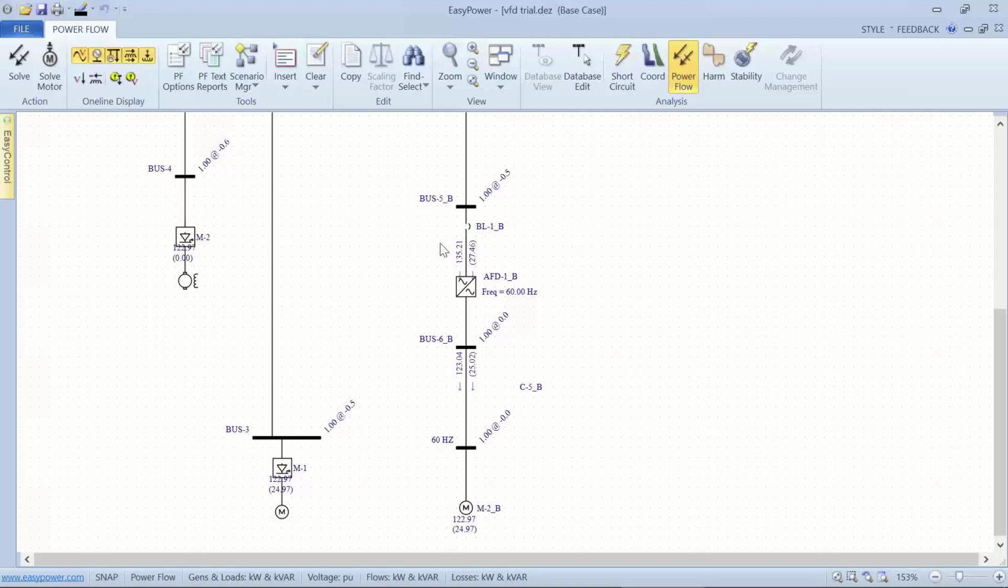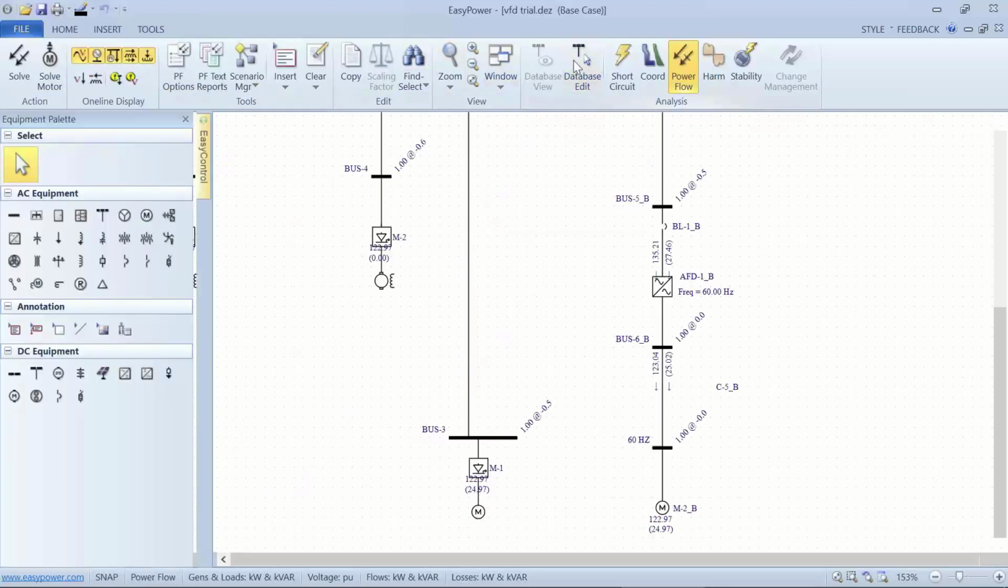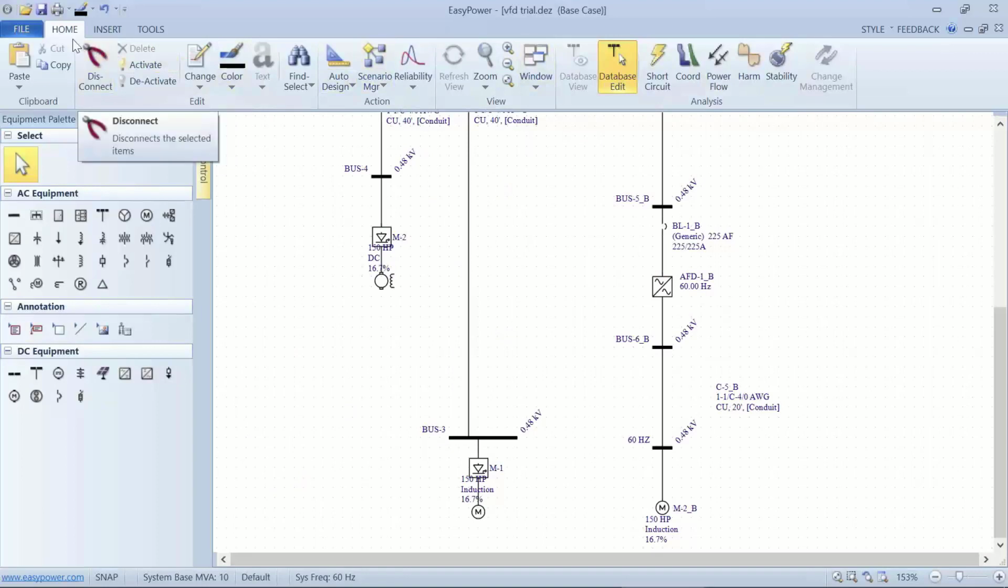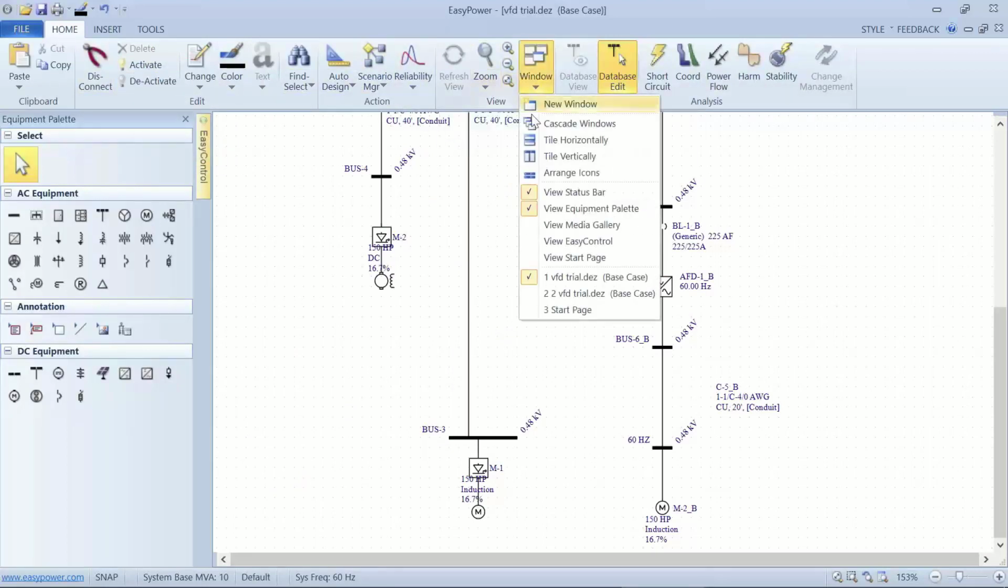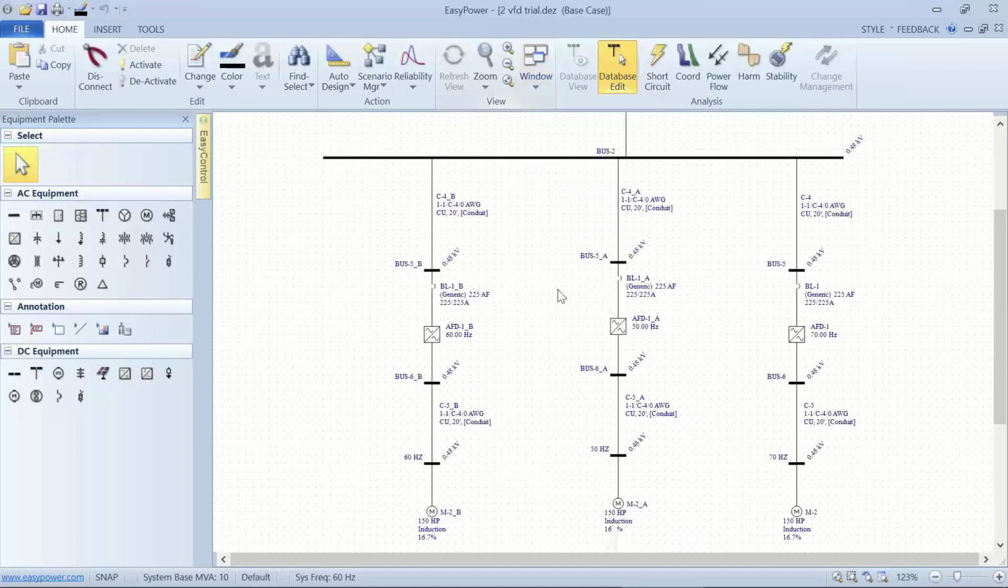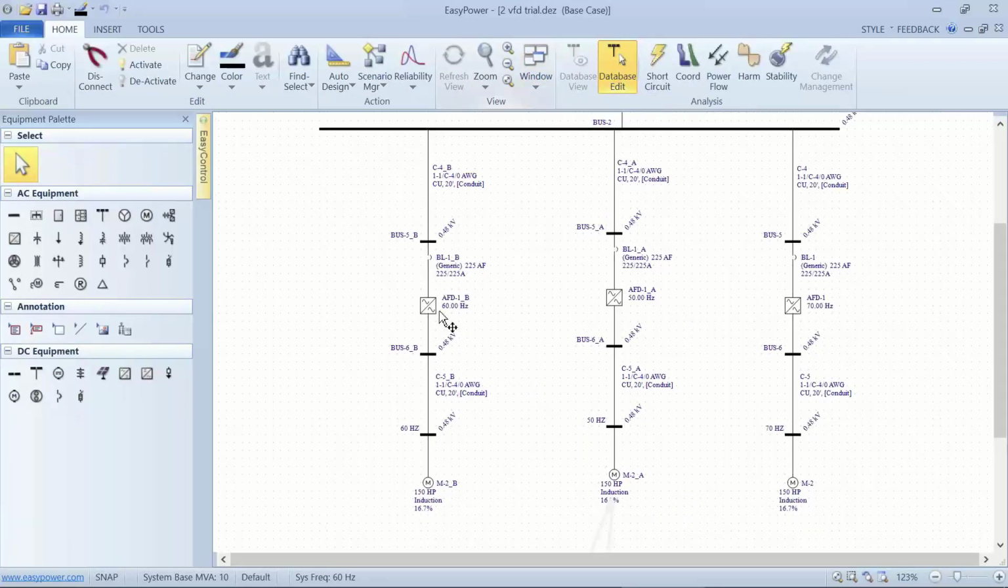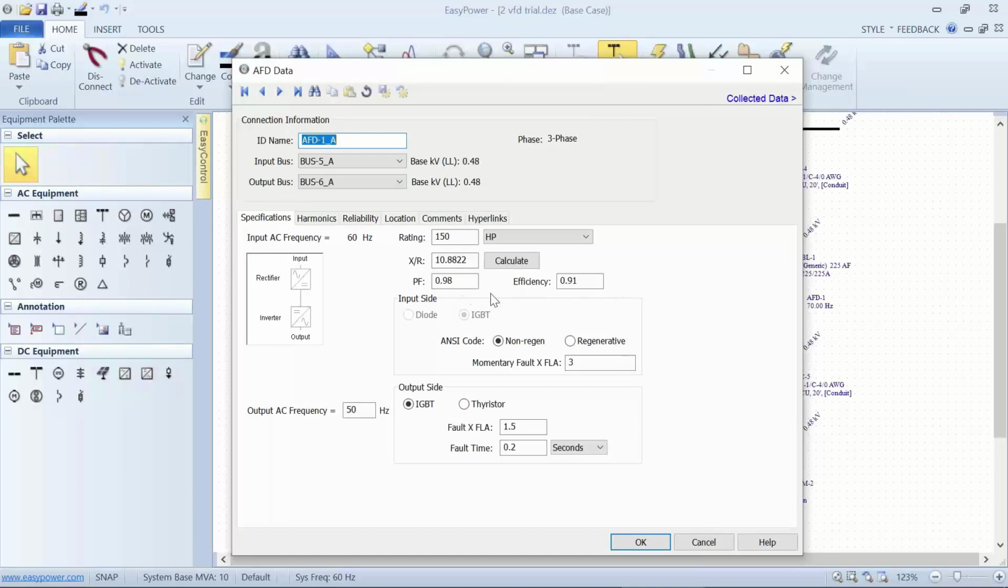Okay, so now the question becomes what happens if we're talking about a different frequency? Well, I've got another example set up with different frequencies, trying to do a comparison. So here we have a 60 hertz setup, a 50 hertz, and a 70 hertz. These are basically set up as you'd expect, where we're talking about the output frequency and the same power factor and efficiency.